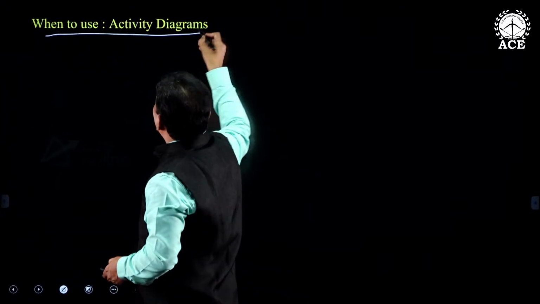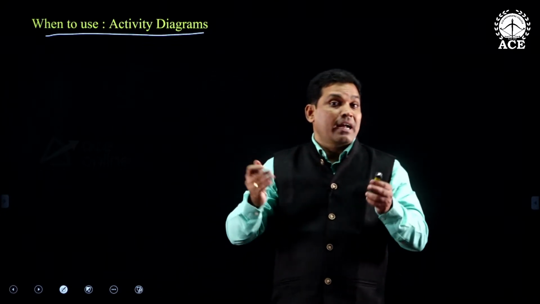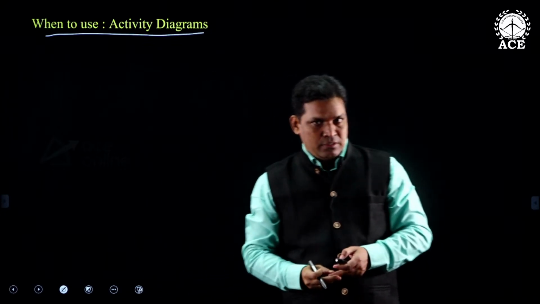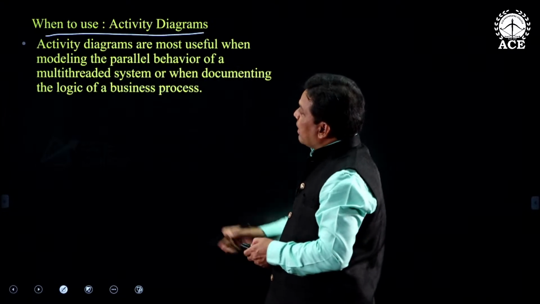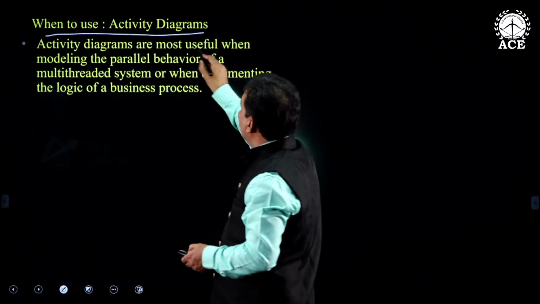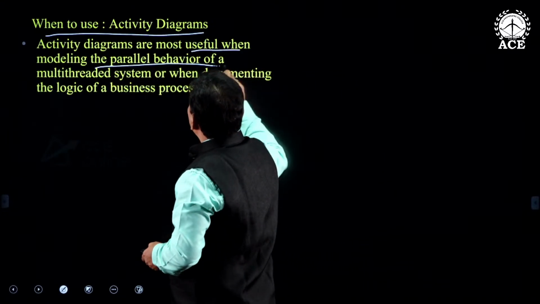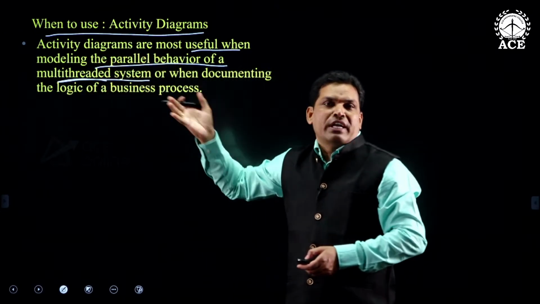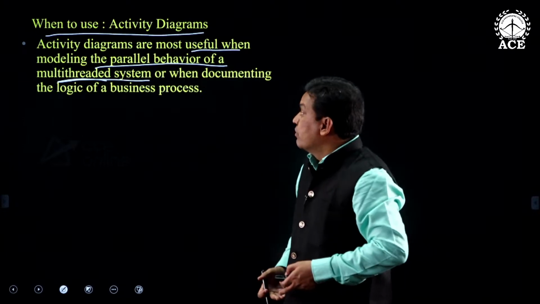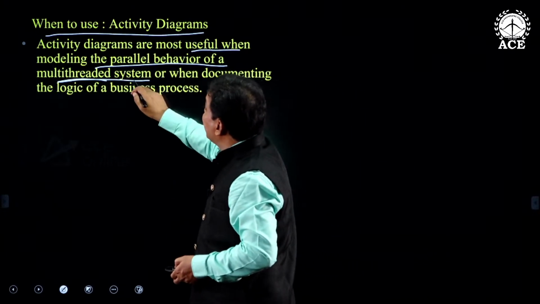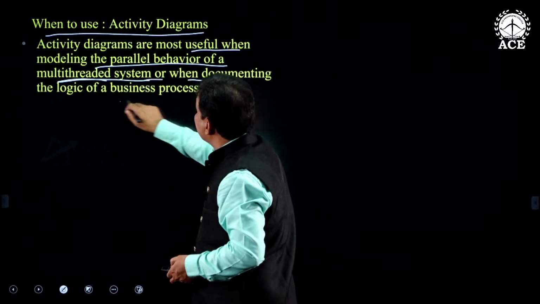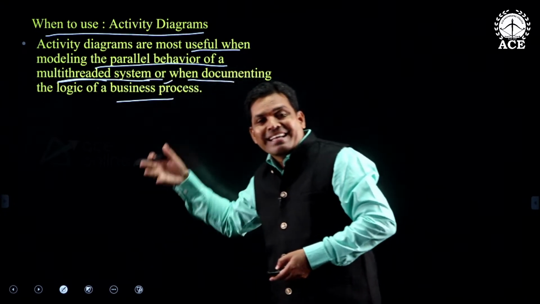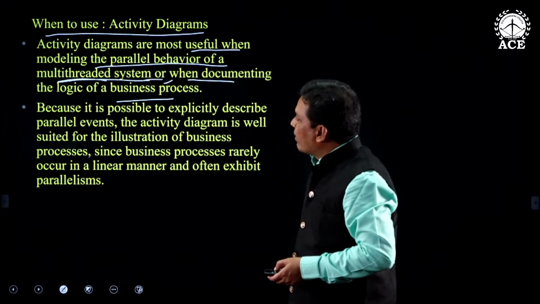When to use this activity diagram? In what situation can activity diagrams be used by designers? Activity diagrams are most useful when modeling the parallel behavior of a multi-threaded system. Just now we saw fork, join, and parallel activities here. When you want to model the parallel behavior of a multi-threaded system, or when you are documenting the logic of a business process, this is exactly where activity diagrams are required.